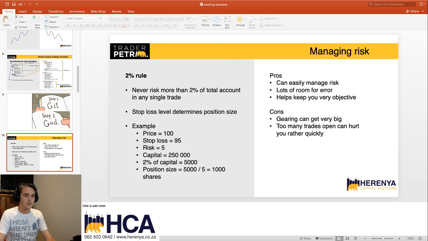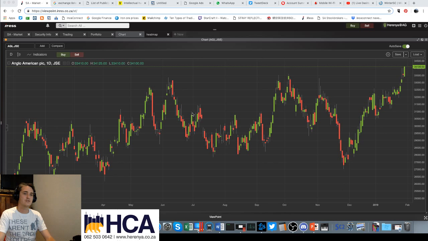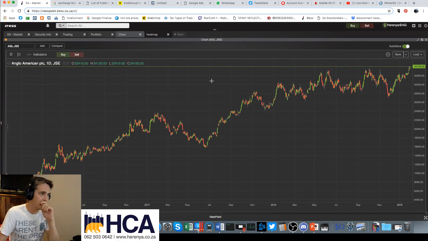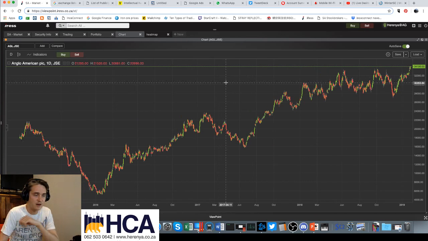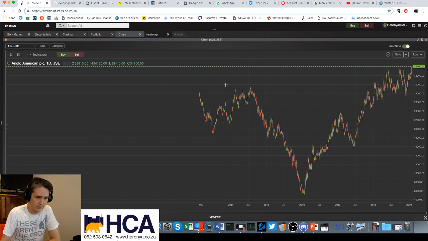So if you look at the Anglo-American chart here, I'm going to move that into the center. If you look at the Anglo-American chart, we've had this resistance level here at 335, which if we look back in history, we can see has been a relatively significant resistance level.